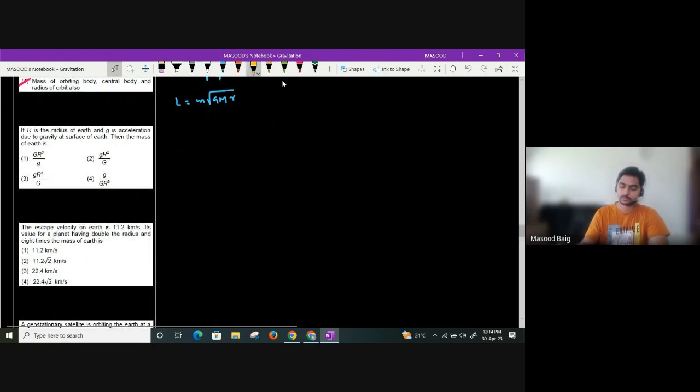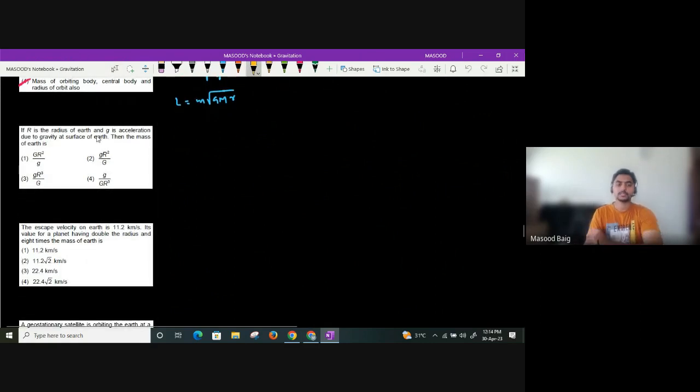Next question you see. If r is the radius of Earth and g is the acceleration due to gravity, then what is mass of the Earth? It seems a very direct question. Directly you can write it. It is g equals G capital M divided by r square. So mass can be written as small g into r square divided by capital G, guys.